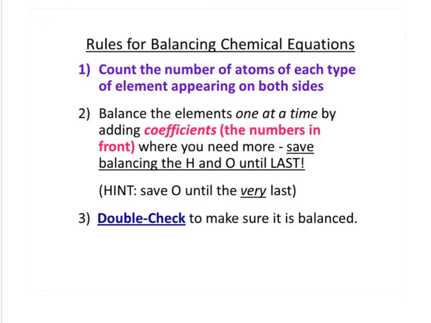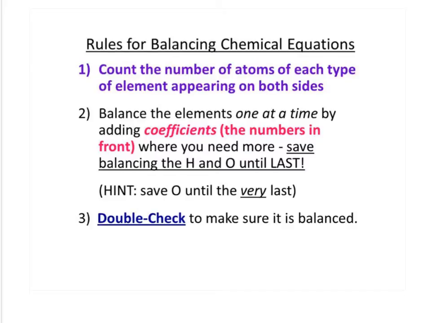All right, so then we're going to have to balance these because the law of conservation of mass says that you can't create or destroy matter. So your chemical equations have to be balanced. So what you're going to do is you're going to count the number of atoms of each type of element that are on both sides of the arrow. Balance the elements one at a time, and the only thing that you can do is add coefficients. You can't mess with the subscripts.